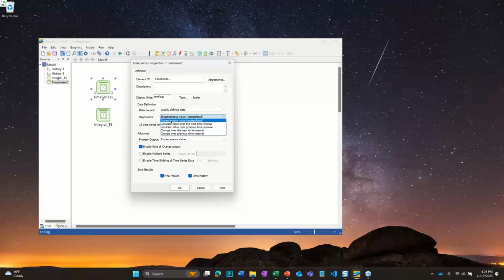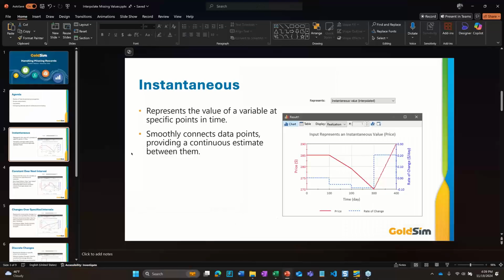The main two different ones are these first two. The instantaneous value is going to allow you to interpolate linearly between times in your time series. And then a constant would be staying constant. Let me show you some pictures of what that would mean.